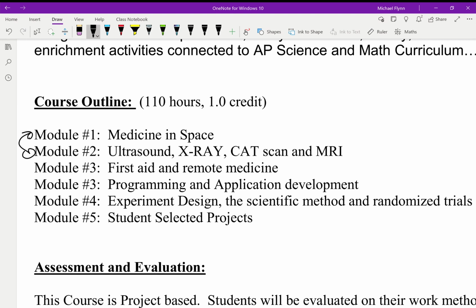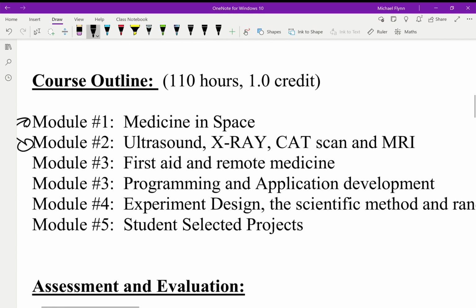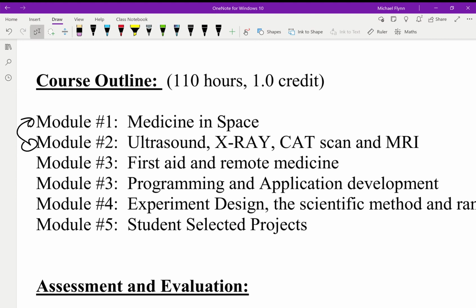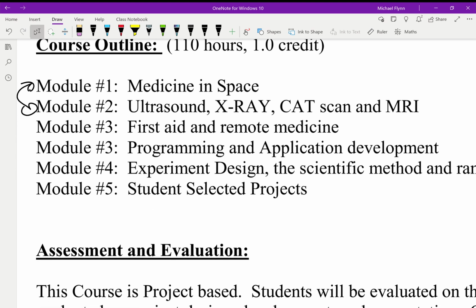So you're gonna be doing research projects on that and presenting them to the class. And so we'll talk about how we do that after we do the sound unit. So we'll get warmed up with the sound unit and then we'll do that medicine and space thing. And then after that, we're going to be not doing this one.